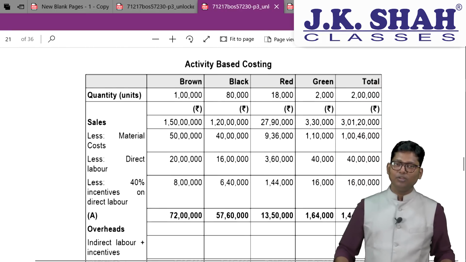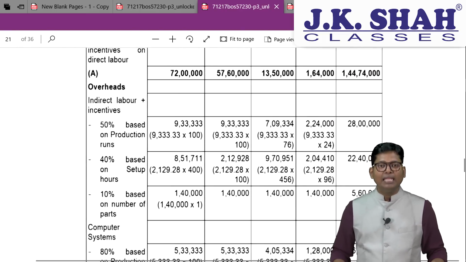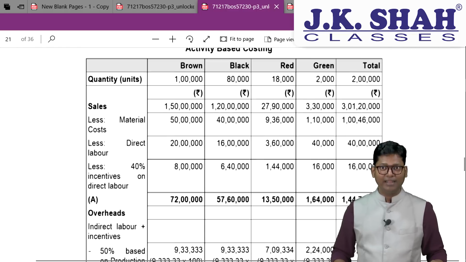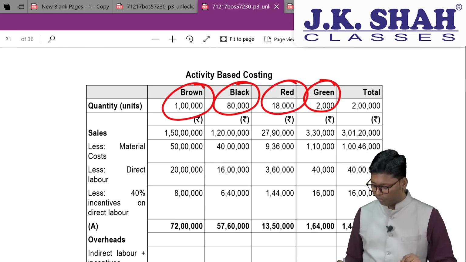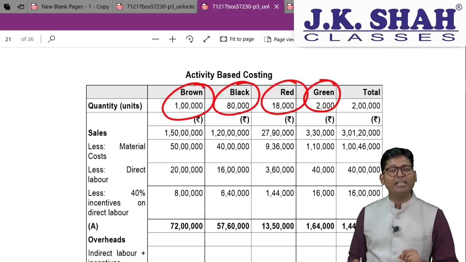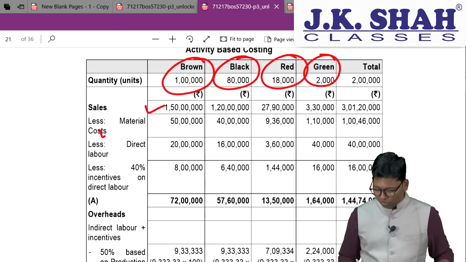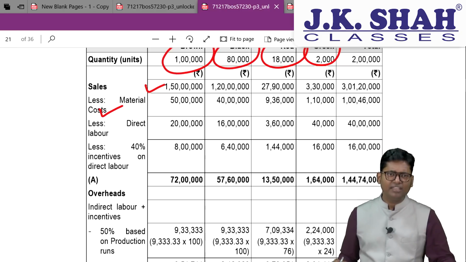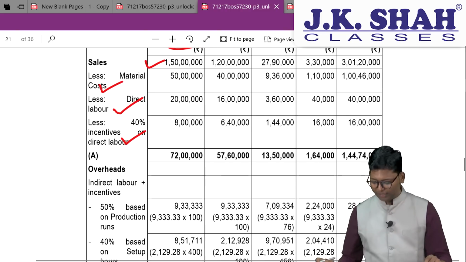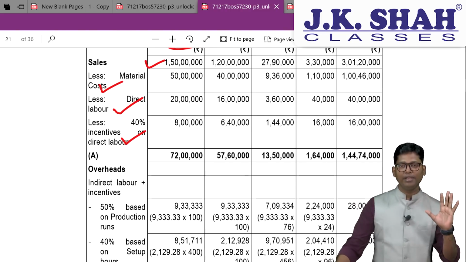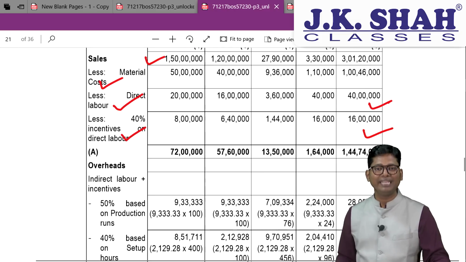Once this is done, you just need to compute the ABC wise calculation. For this, the very first step is overhead allocation. First of all, the quantities given in the question are recorded, and when you multiply this quantity with the given selling price, you get the total sales. It is that simple. From sales, the first cost we deduct is material cost, given clearly in the question. Then we deduct labor cost, and then the 40% incentive is also deducted. Everything is sorted and recorded here. See here, 40 lakhs and 16 lakhs are bifurcated into 4 parts according to the applicable rate.